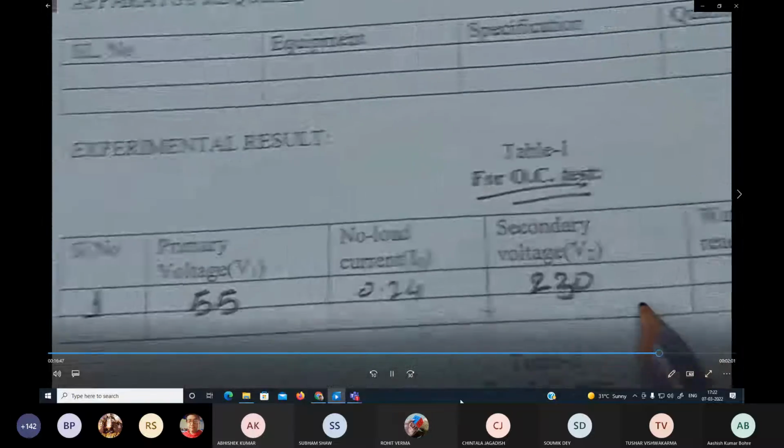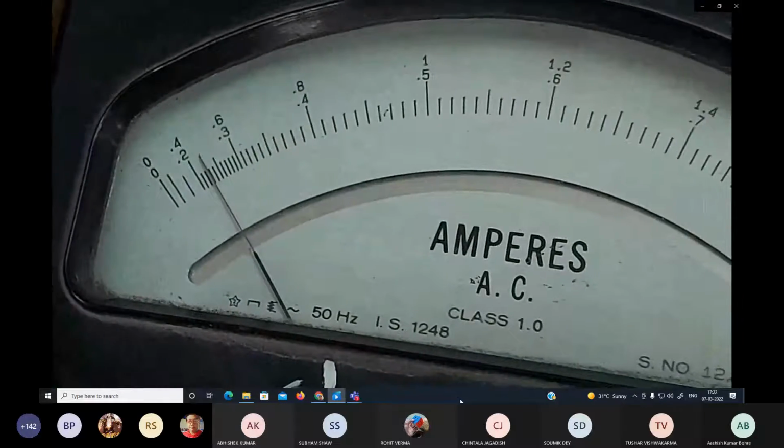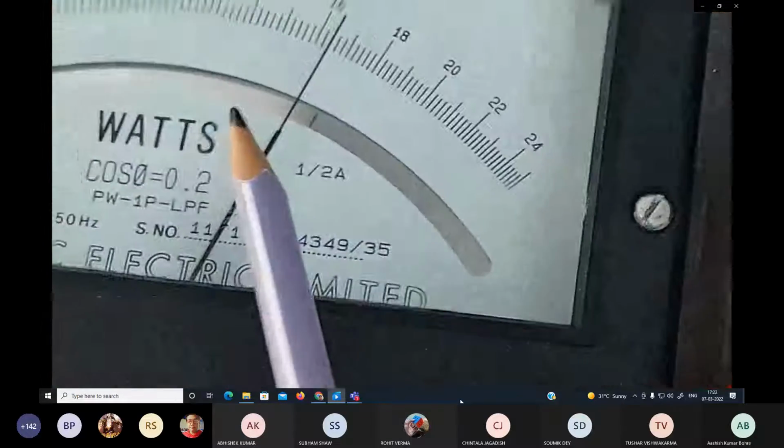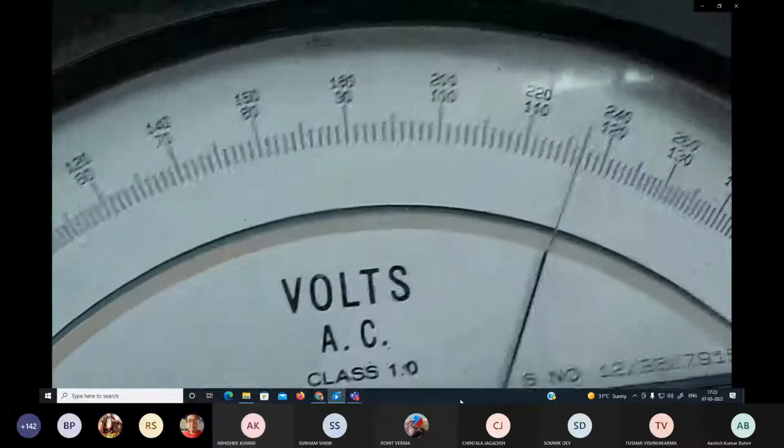Okay. No load current, we have to check here. We have already noted down the no load voltage. Wattage also we have noted down, approximately 17 it is there. So input voltage we have noted down, and the second, it means primary voltage, low voltage side voltage, and high voltage side voltage, all the things we have noted down. Okay. So after that we have to calculate the parameters.